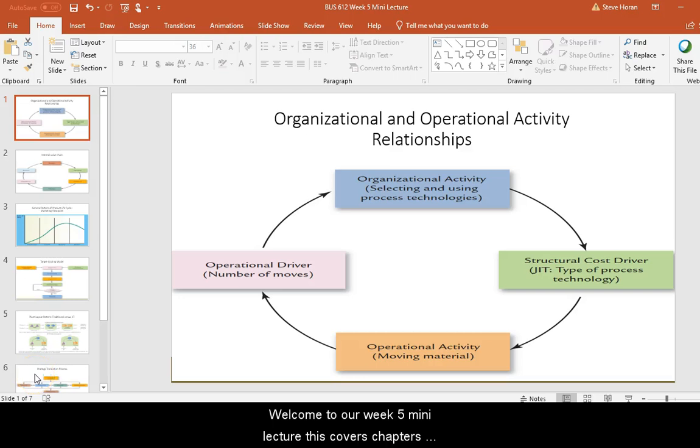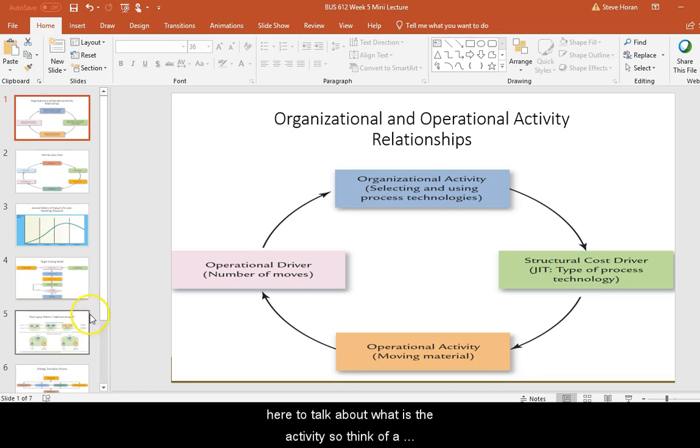This covers chapters 11 and 13 from the Cornerstones book, the book we've been using all throughout the class so far. And this chapter really just kind of deals with what's the relationship between activity and cost. So we have to understand activities in an organization, how are things done, would be kind of the big picture thing to think through.